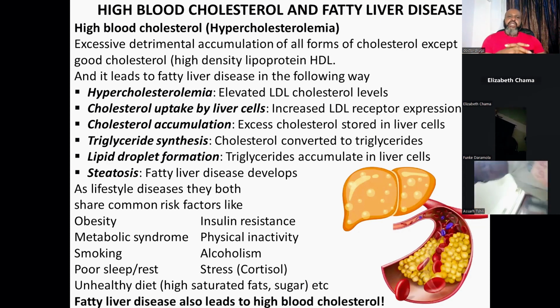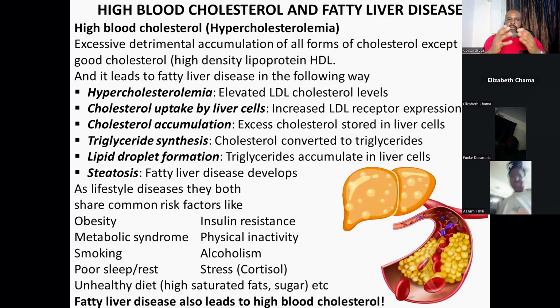And then it leads to fatty liver disease in the following way. That's what is there: hypercholesterolemia, cholesterol uptake by cells, subsequently leading towards fatty liver disease. But as lifestyle diseases, guess what? They share common risk factors. They're very good friends.